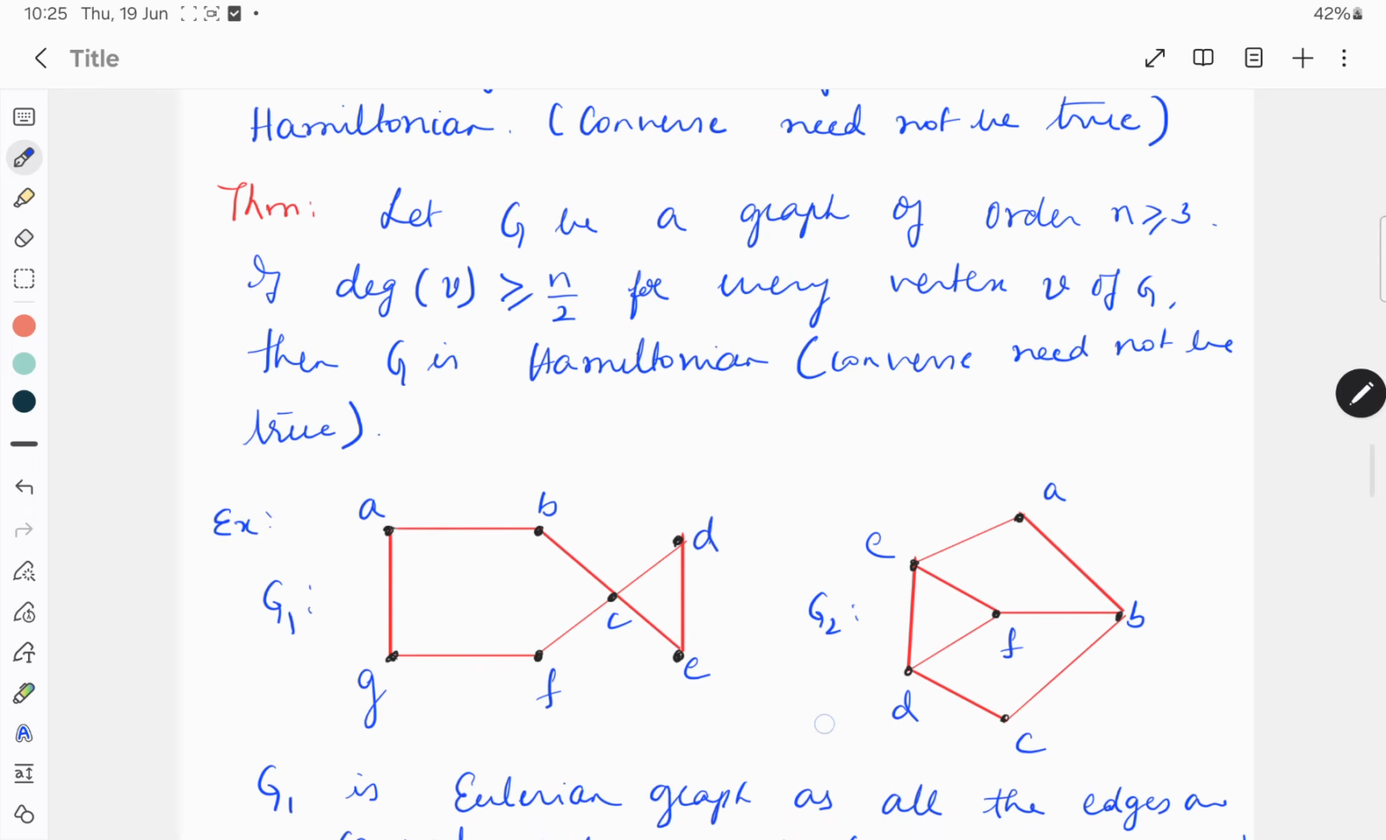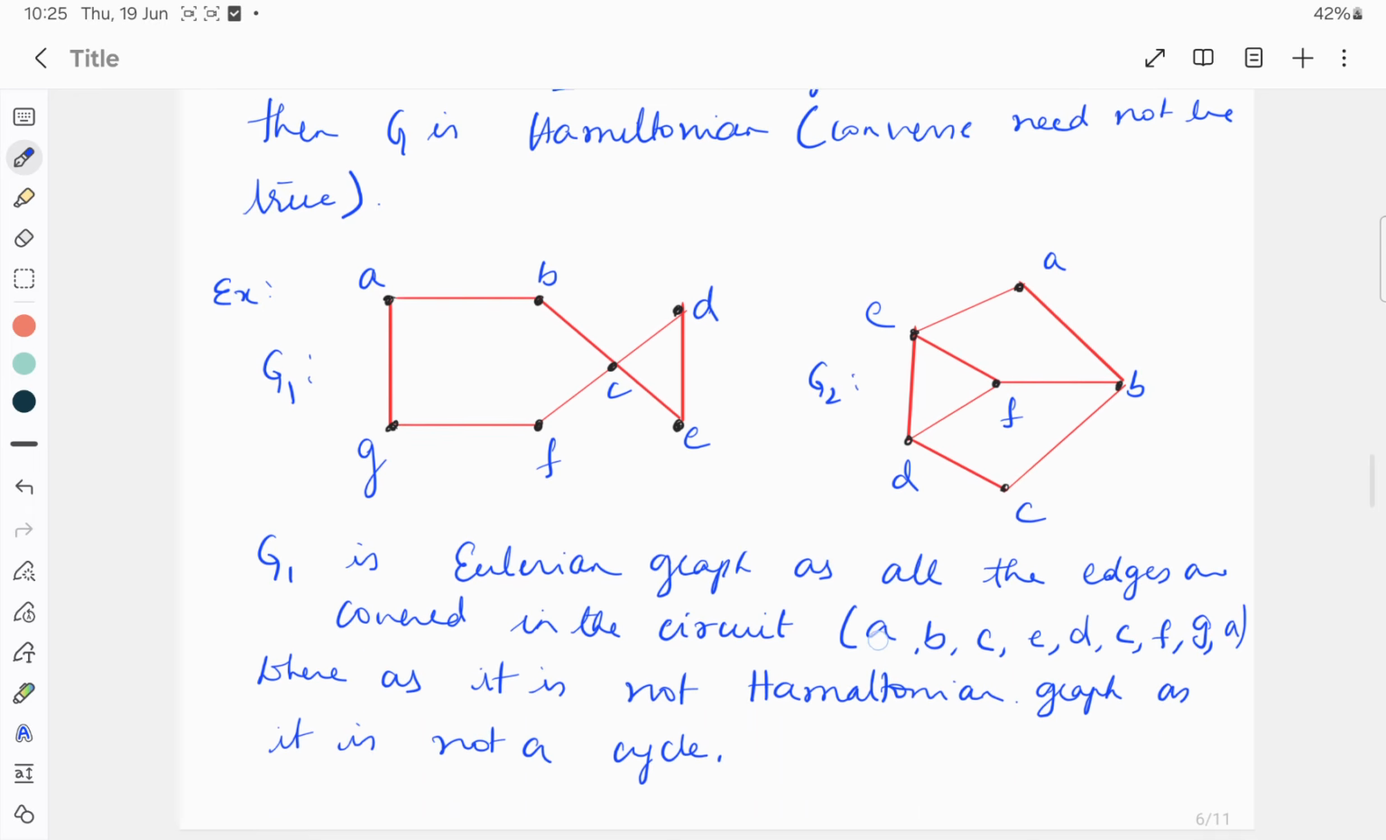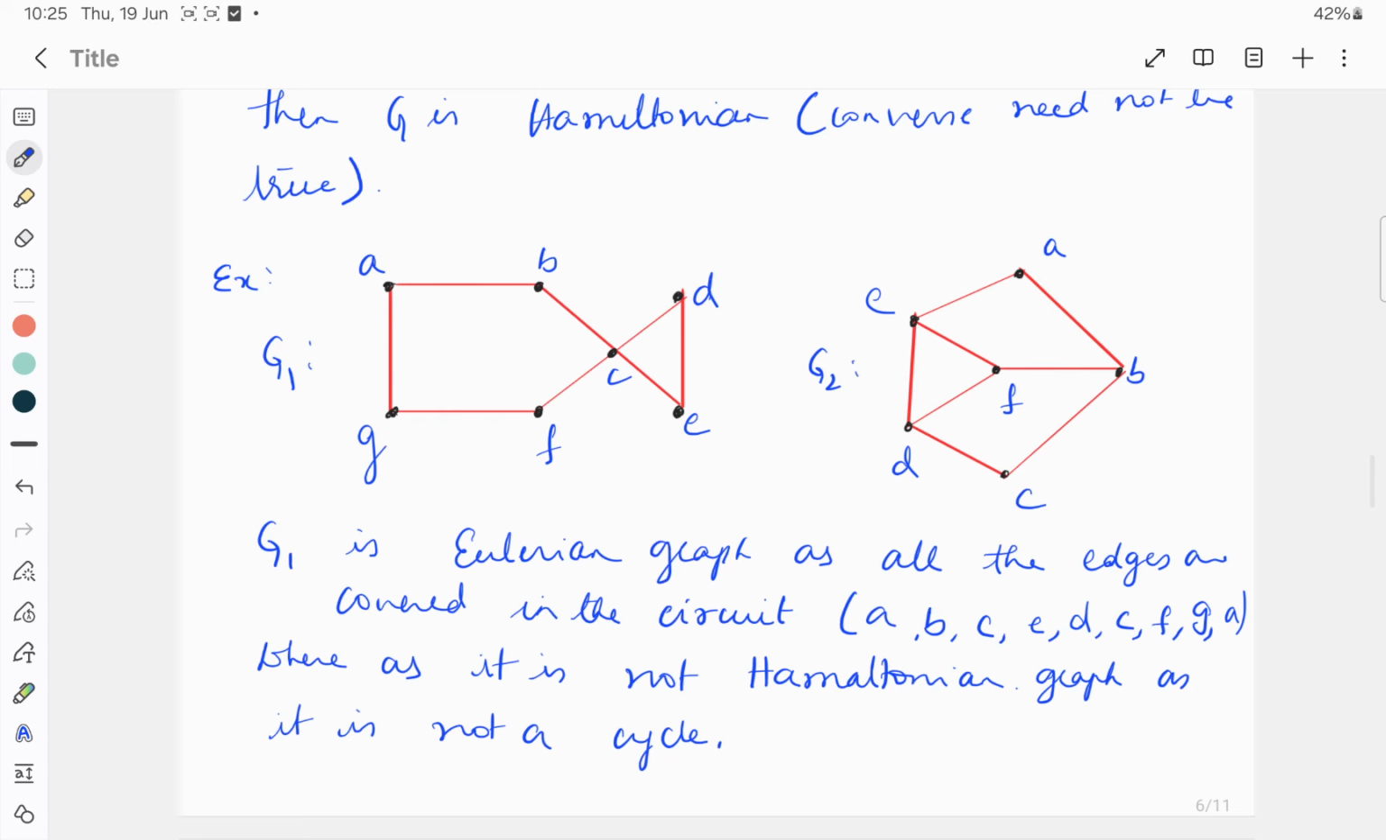Okay. Now let us check these two graphs whether they are Eulerian or Hamiltonian or not. G1 is an Eulerian graph because it has an Eulerian circuit, as all the edges of the circuit are covered. For example, if I traverse from A, B, C, E, D, C, F, G, A, this is a circuit where all the edges are covered, and hence it is an Eulerian circuit.